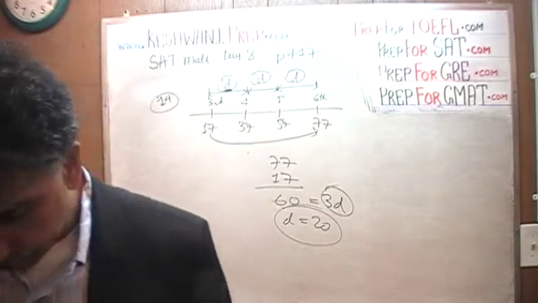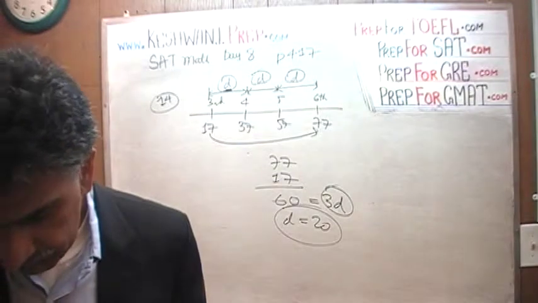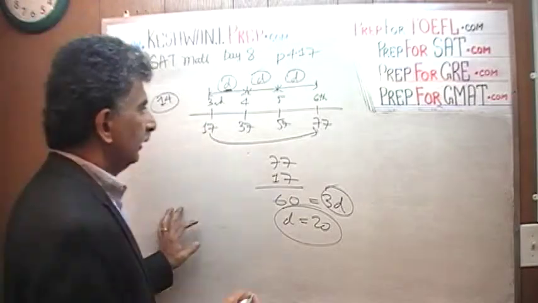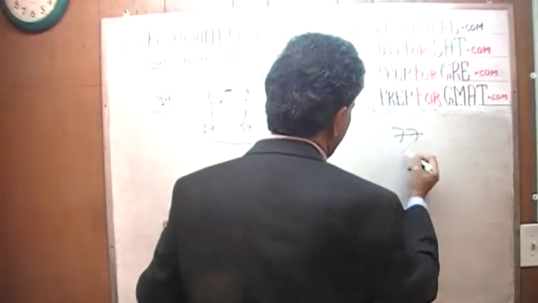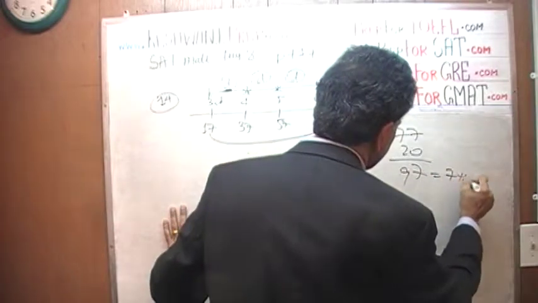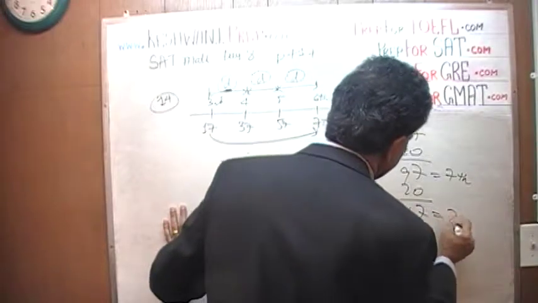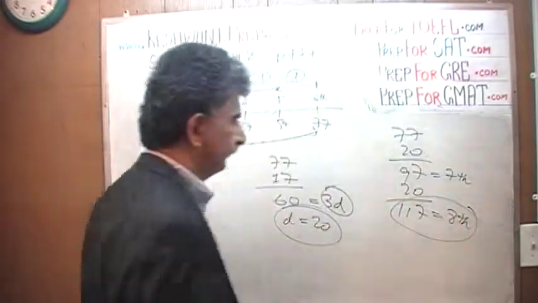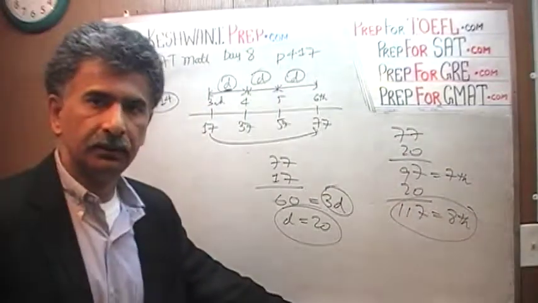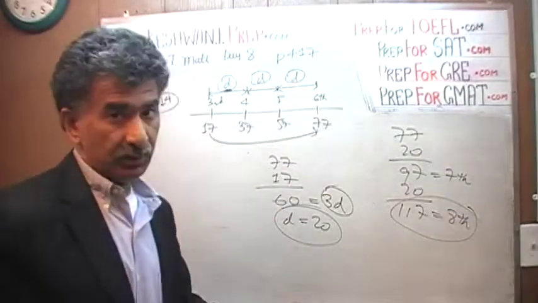Oh no, we are not done yet. That's not what they're looking for. They're asking us what is the 8th term. So 77, you add 20 more and you end up with the 7th term, and you add another 20 and we end up with the 8th term. The 8th term is 117. That's the answer. You have to read these questions carefully.